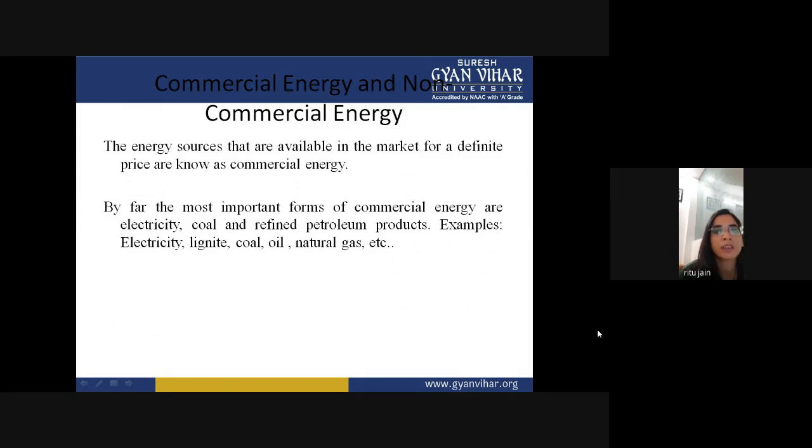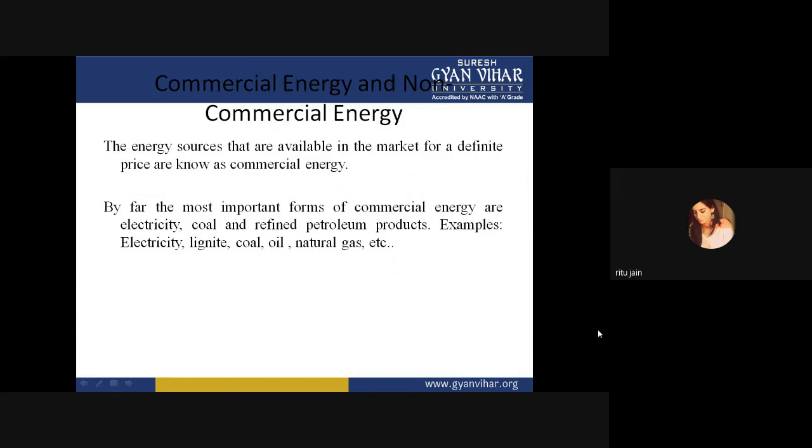Now we will compare these plants by non-renewable energy sources. So let's come to the market scenario: commercial energy and non-commercial energy. The energy sources that are available in the market for a definite price are known as commercial energy. It means if you are using electricity at your home, it has a fixed price. Suppose one unit is 10 rupees. So there is a price which is fixed. So this is called a commercial energy source.